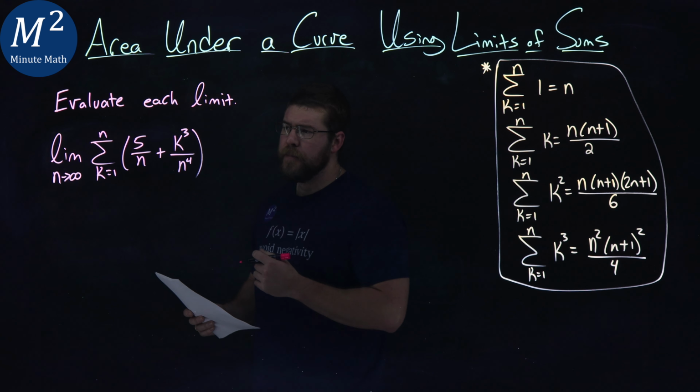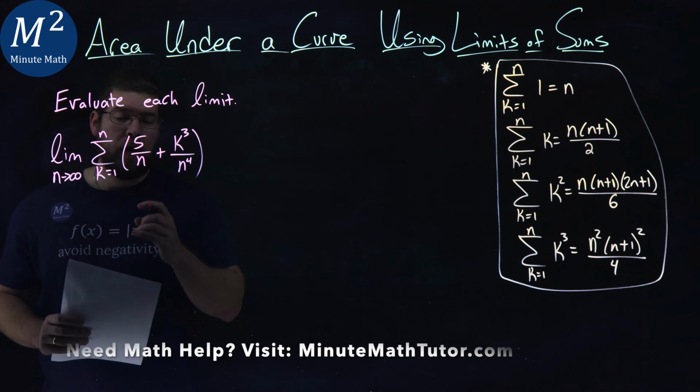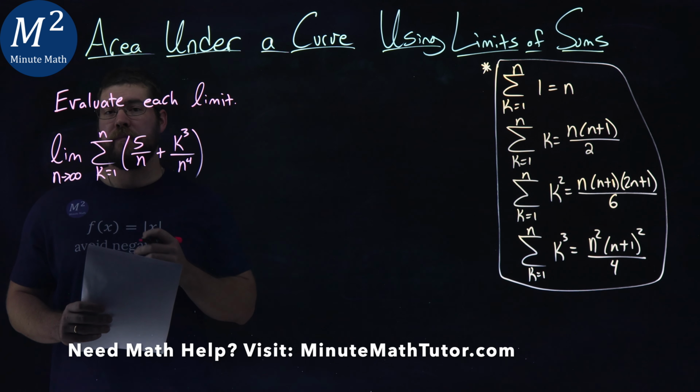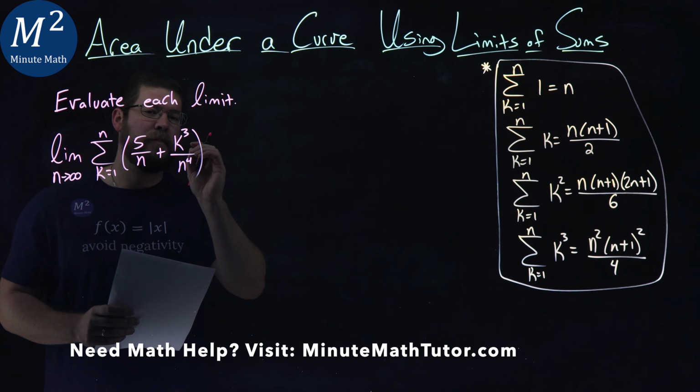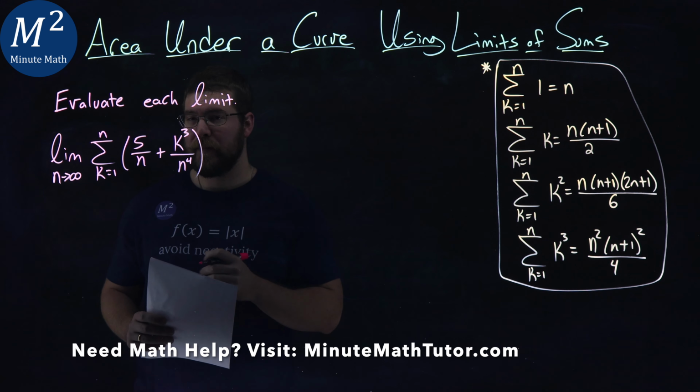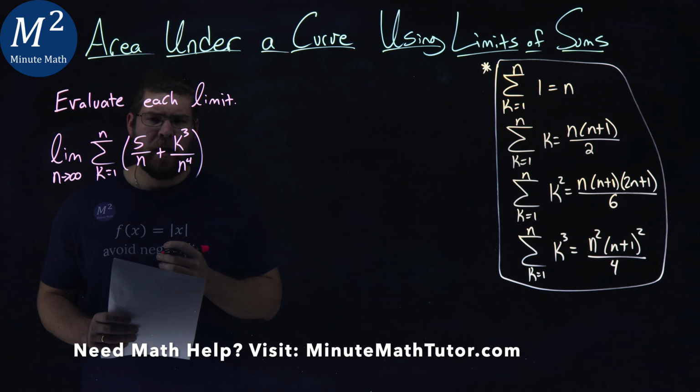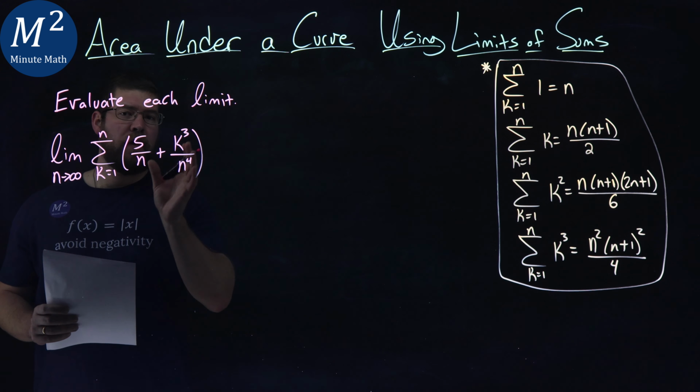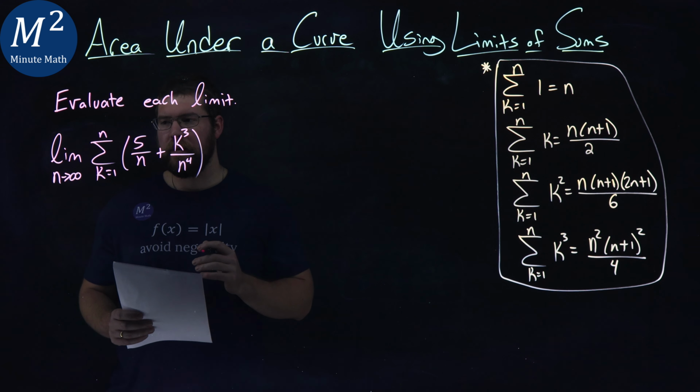We're given this problem right here, the limit as n goes to infinity of the sum of k equals 1 to n of 5 over n plus k cubed over n to the fourth power, and we have to evaluate this limit. Really what I'm going to do is try to evaluate the sum first and see if we can take the limit there.